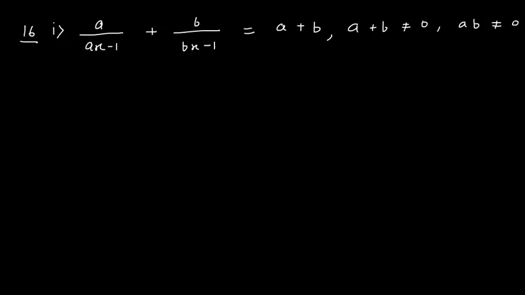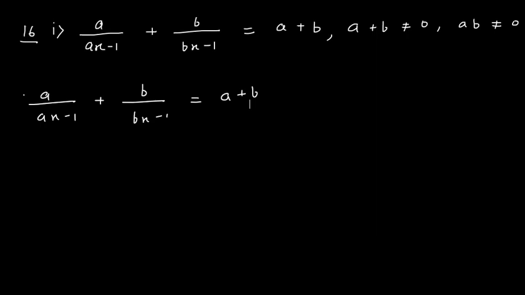Now this 16th question. Here we have given that a upon ax minus 1 plus b upon bx minus 1 is equals to a plus b. Now in this question, if I move this a plus b on left hand side, then it will be little easy when we do cross multiplication. This ax minus 1 into bx minus 1, when they go on right hand side, they will become 0. So let us move this a plus b on left.